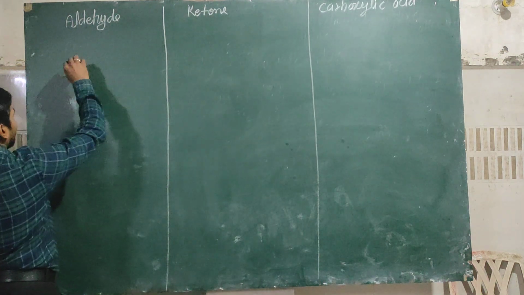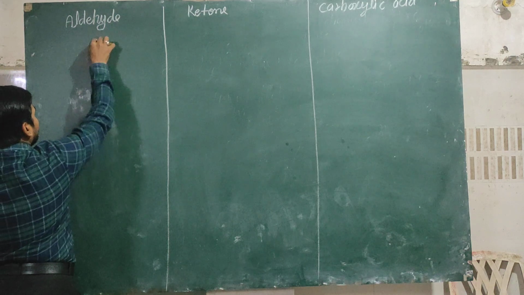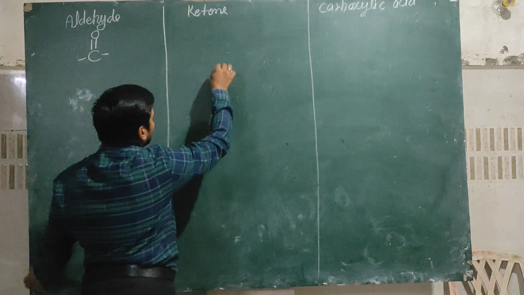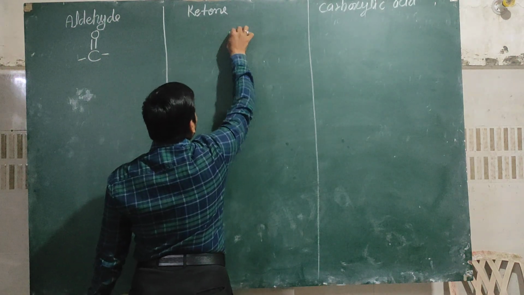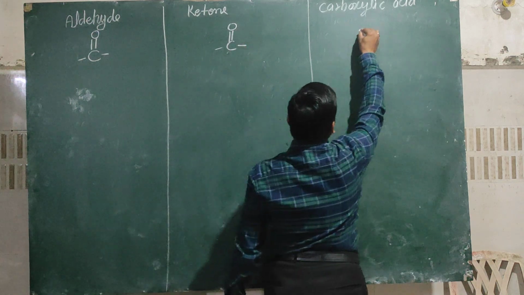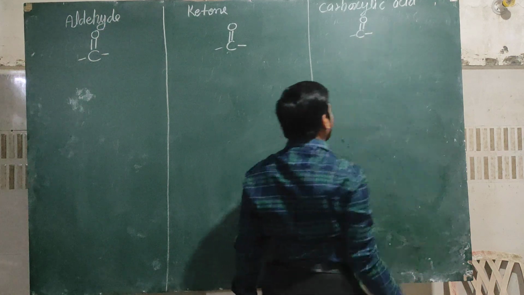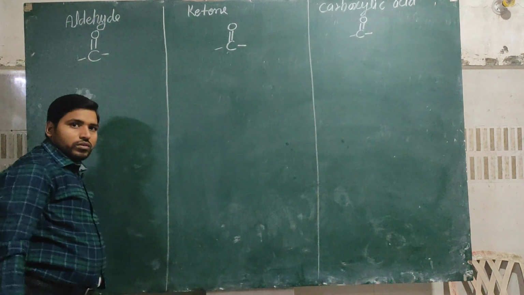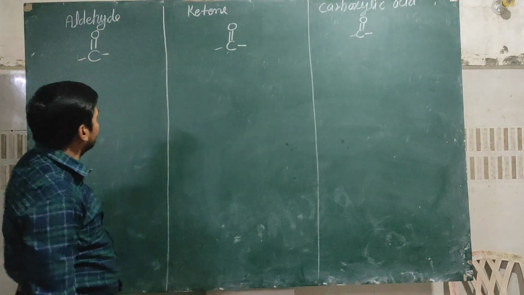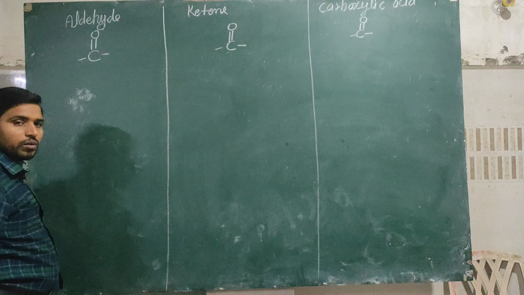Firstly, we try to know in case of aldehyde, C double bond O, C double bond O in case of ketone, and C double bond O in case of carboxylic acid. Firstly, you can see here in aldehyde, ketone and carboxylic acid, carbonyl group is present. This group is known as carbonyl group.